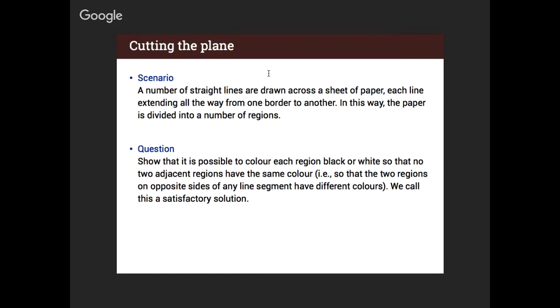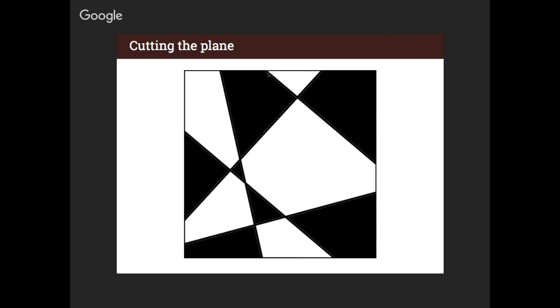And the real question is, how do we find the solution? How do we get from the input, which is a lot of straight lines on paper, to the output, which is the coloring of this map? This is the kind of thing we want. You give it a lot of straight lines, and then it needs to be colored like this. This is fine. No black next to black. No white next to white. It's all mixed up.